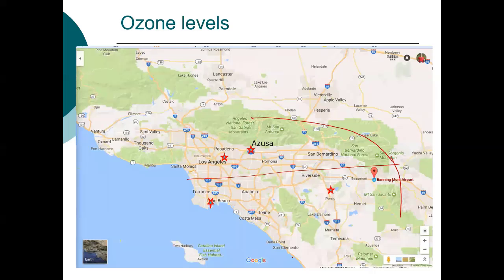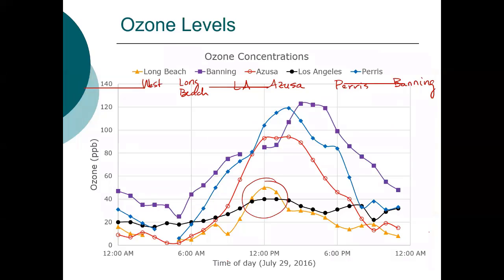We can go back and look at our map. We've got Long Beach here and we've got LA here. So this peak occurs about noon and about the same time. Now, the next city to the east is Azusa. Its peak occurs a little bit later. If we look at Paris, it occurs a little bit later, and Banning is even later.